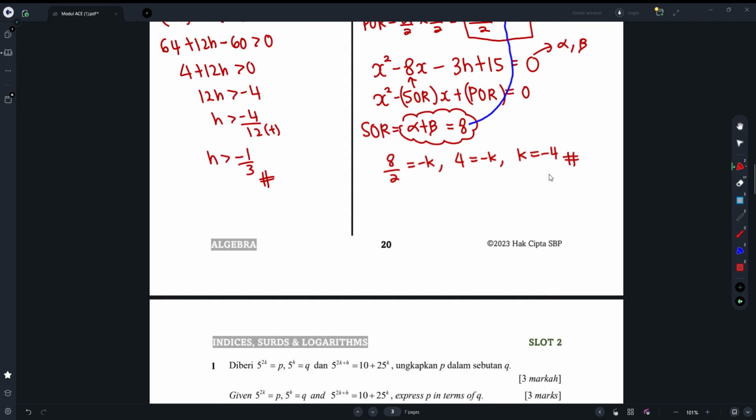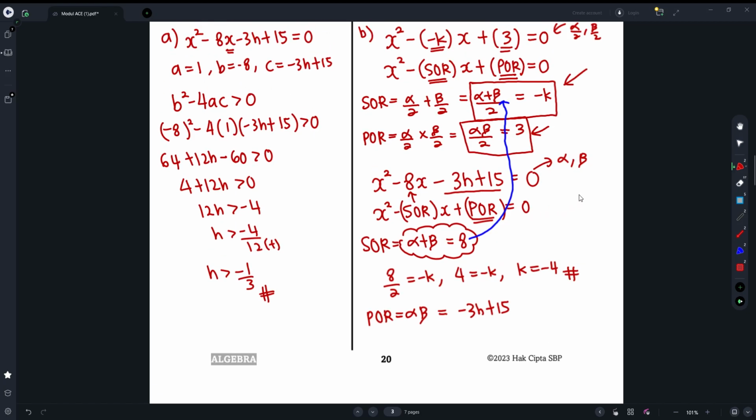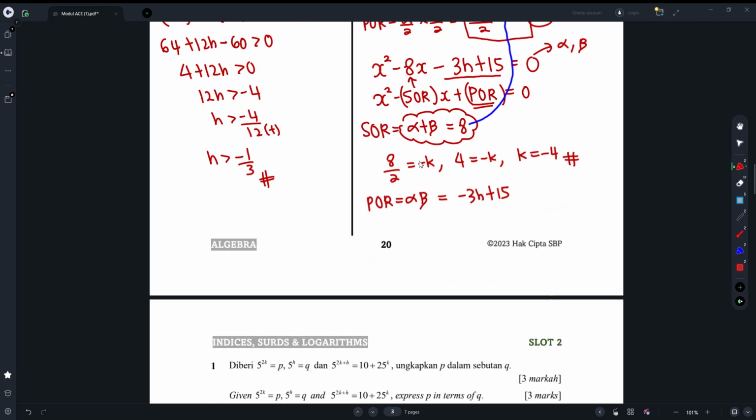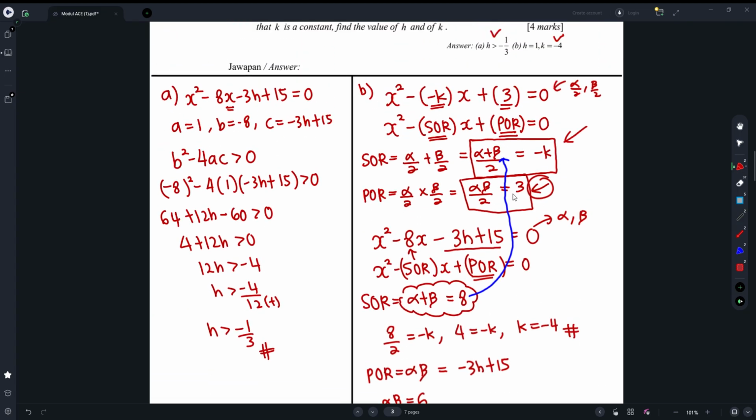And I'm going to find the h. As I see, the product of root is equivalent to negative 3h plus 15. So the product of root is alpha beta, and it is equivalent to negative 3h plus 15. So how to settle from here? Some student may get confusion, but no need to worry. When you see this particular box that I mentioned earlier, alpha beta over 2 is equivalent to 3. So that means we can make a conclusion that alpha beta is equivalent to 6.